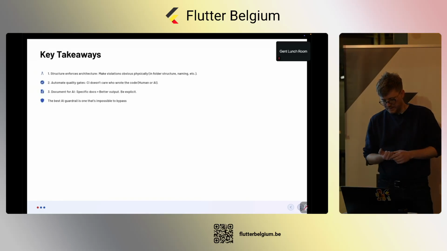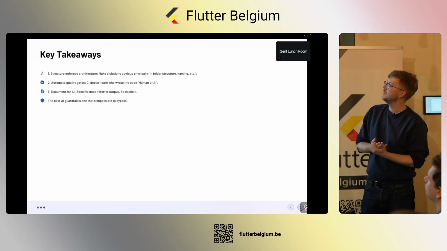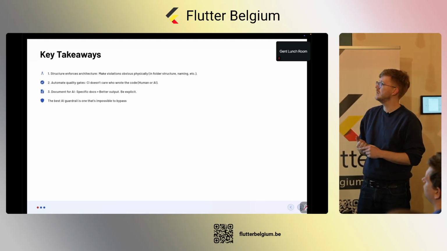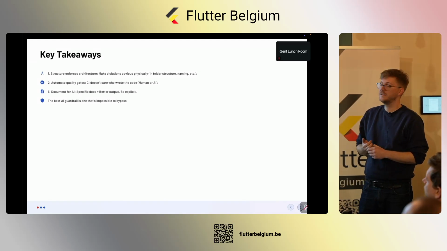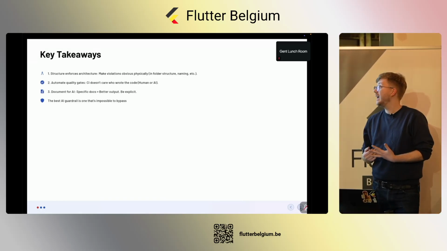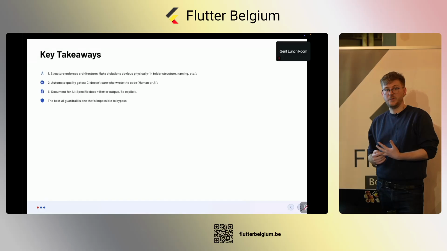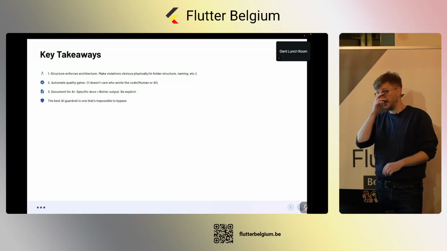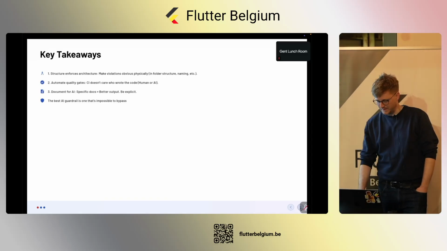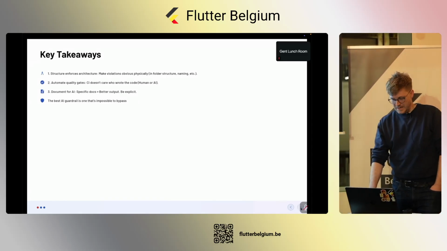The key takeaways, I mentioned every one of them, of course. Structure that enforces your architecture helps you a lot. Automated quality gates, document also for your AI. And if you can create a guardrail for your AI that it cannot bypass, like the code cannot be merged if it doesn't pass your tests, then it makes your life a lot easier.